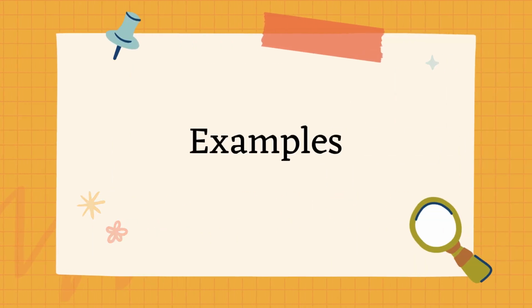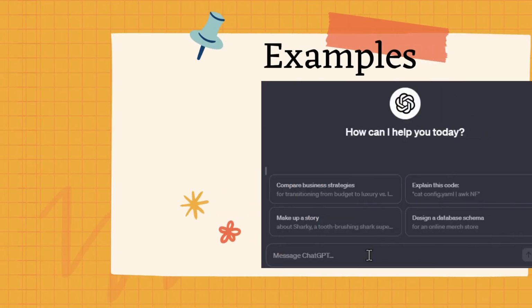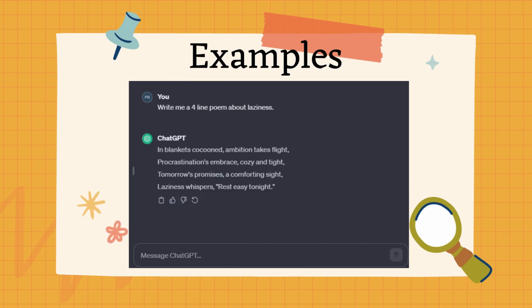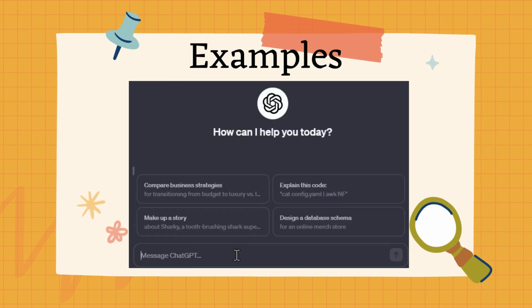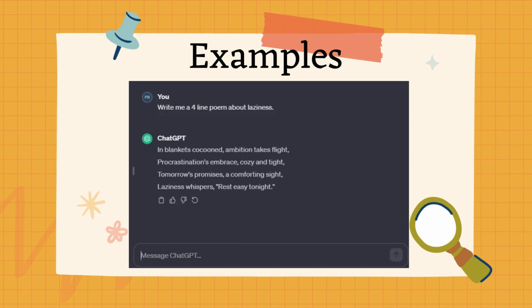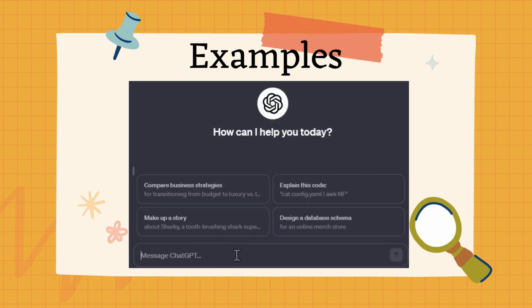Examples. You ask, write me a 4-line poem about laziness. The LLM might generate: In blankets cocooned, ambition takes flight. Procrastination's embrace, cozy and tight. Tomorrow's promises, a comforting sight. Laziness whispers, rest easy tonight.